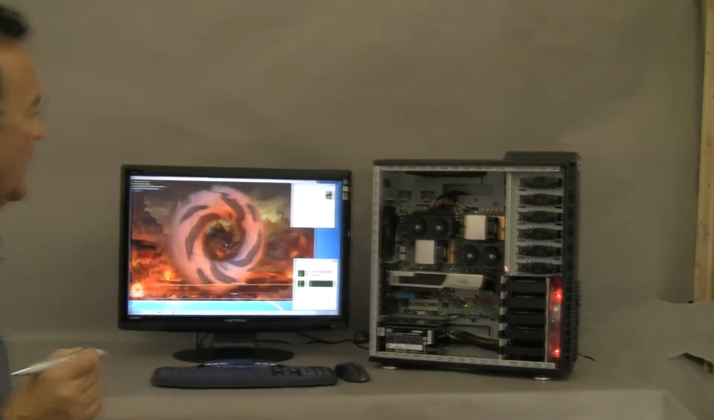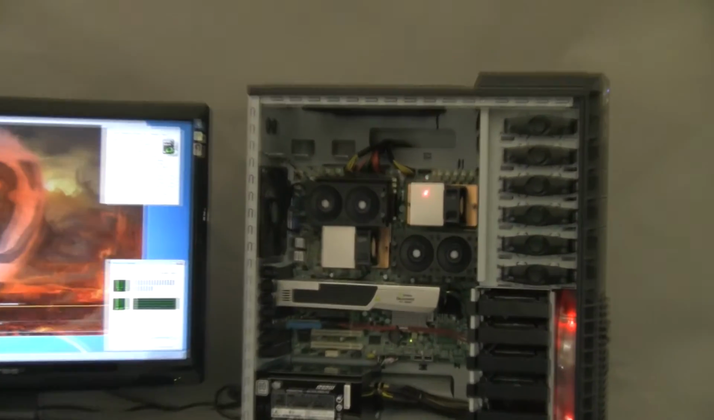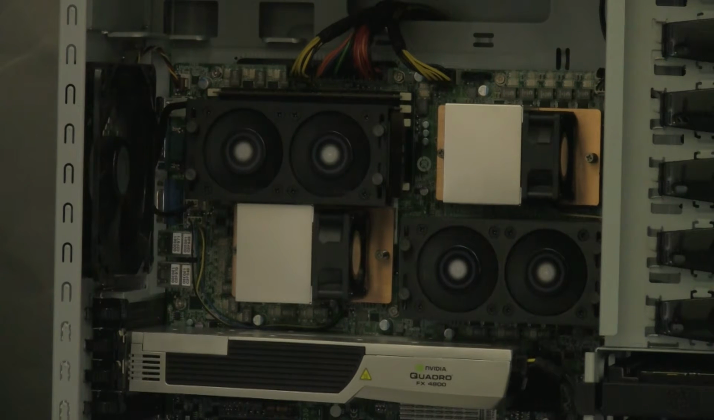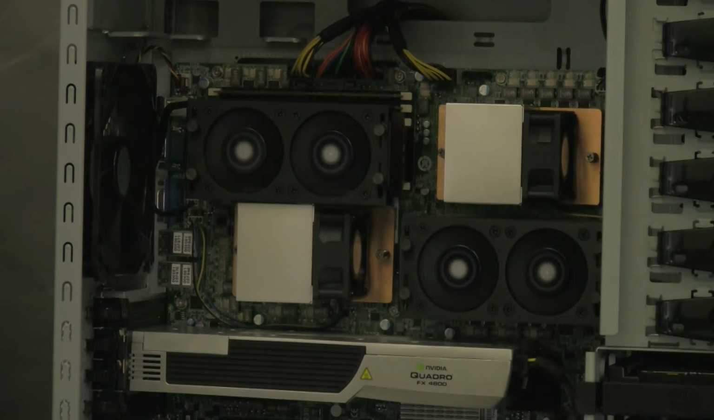Okay, we opened the case and now we're going to look inside and see how we configured this system. The first thing that catches our eye is the new shape of the heat sinks. They are rectangular. This is the new socket G34 for the Opteron, to accommodate the larger size of the die. We departed from a square socket to a rectangular socket.